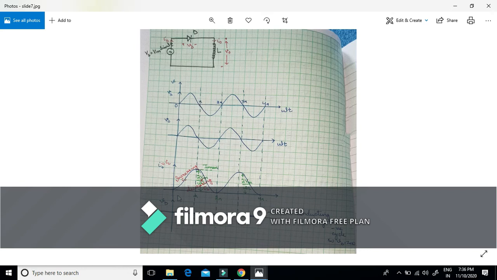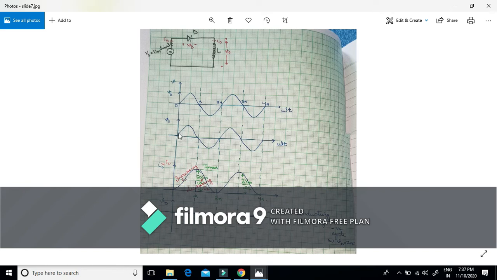At omega t equal to pi, the current flows, exponentially rising. That's why I'm showing not a straight path but a curved nature. That means it's exponentially rising till it reaches its peak at omega t equal to pi. That peak is represented by the green pen here, equal to twice Vm upon omega L. This is the peak, and I am showing that the current is increasing during the positive cycle.